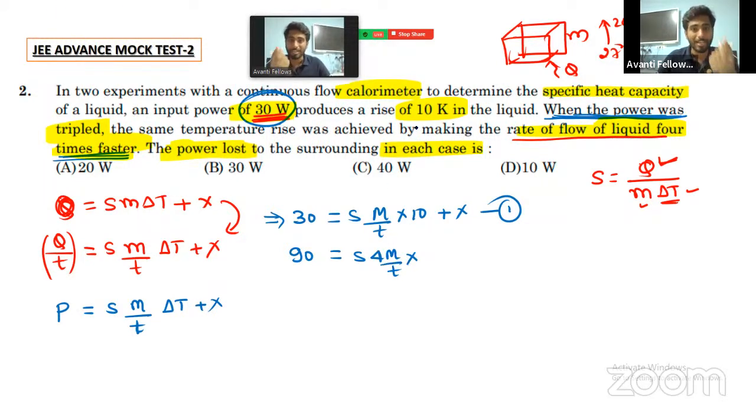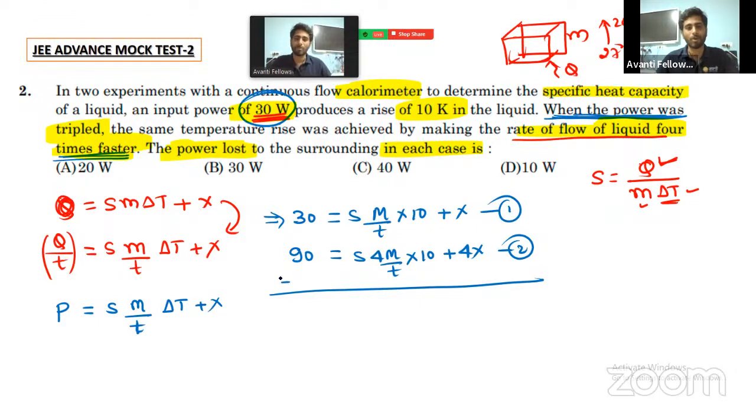Look at the question. Rise in temperature remains the same, 10 Kelvin plus x. What is the factor of x? It will increase by a factor of 4, meaning the heat flow rate also increases by a factor of 4, right? So I will write here 4x. I will call this equation number 2. Okay, subtract these two equations and you get the value of x. That is the answer.